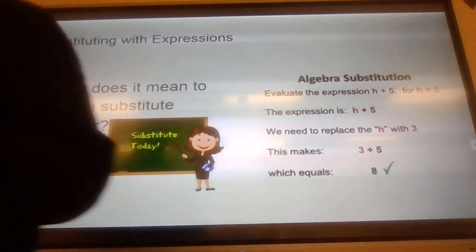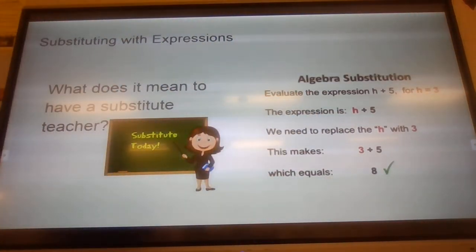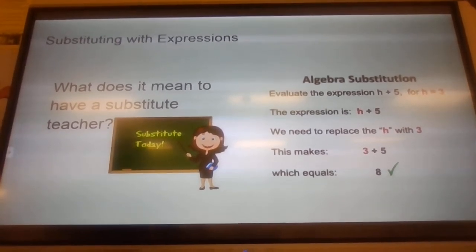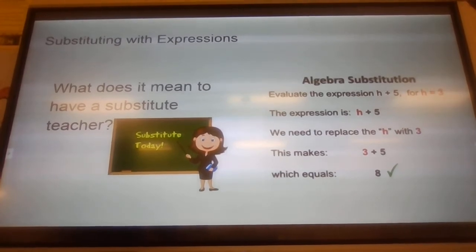What were they saying? Plug it in. Plug it in, plug it in. And guess what you're going to hear me saying? That is what substitution is all about.